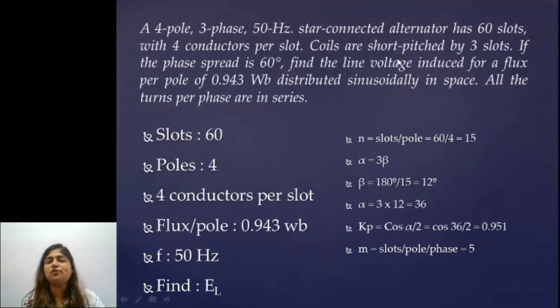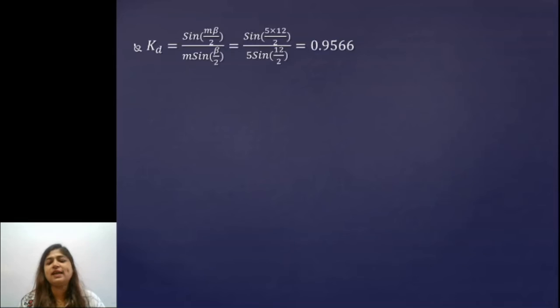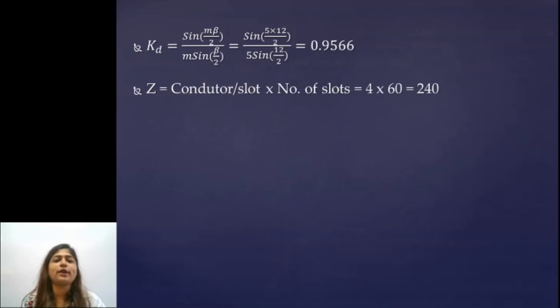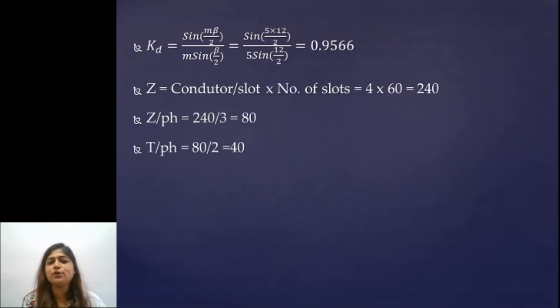For Kd we will need m. m is slots per pole per phase. Slots per pole is 15, per phase divided by 3, and you will get 5. Right? Substitute in the Kd equation, and Kd is 0.9566. I hope all of you are getting the same value. Let's proceed to find out turns per phase. Conductors per slot into number of slots will give you total number of conductors. Divided by 3 you will get conductors per phase. Divided by 2 you will get turns per phase, and turns per phase came out to be 40.